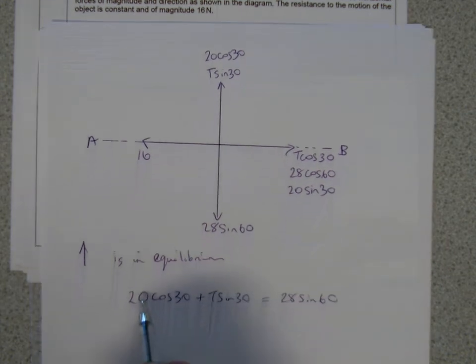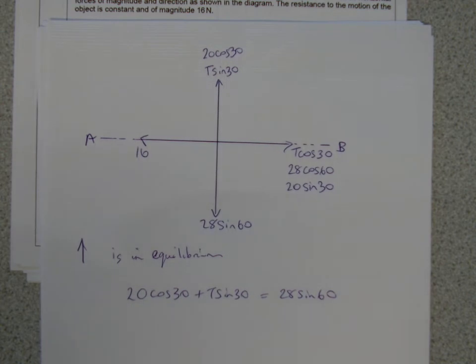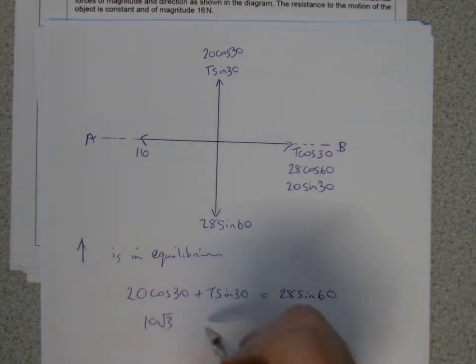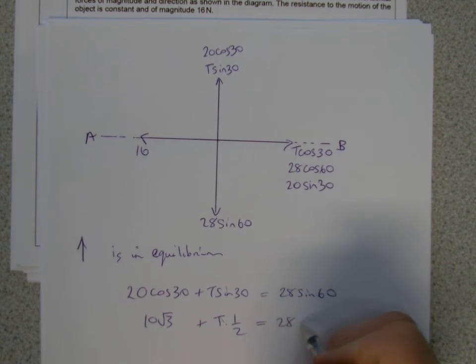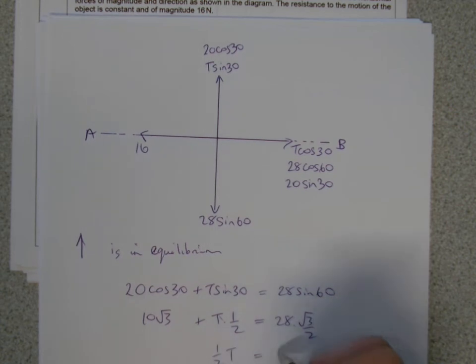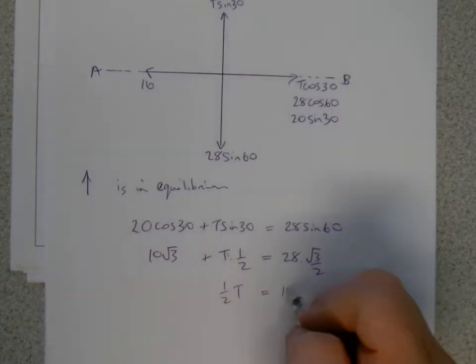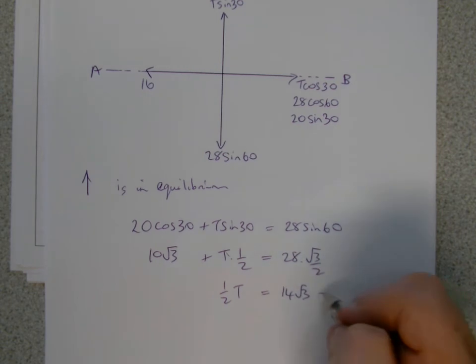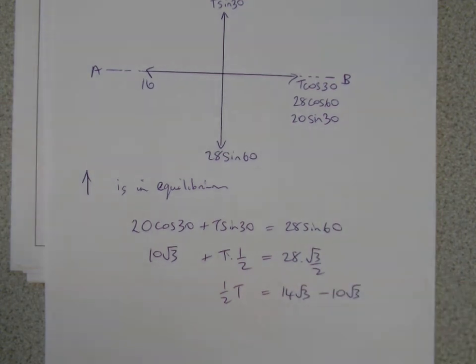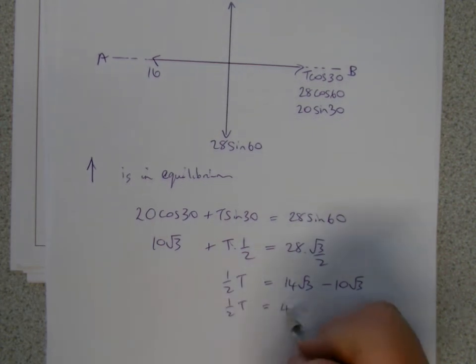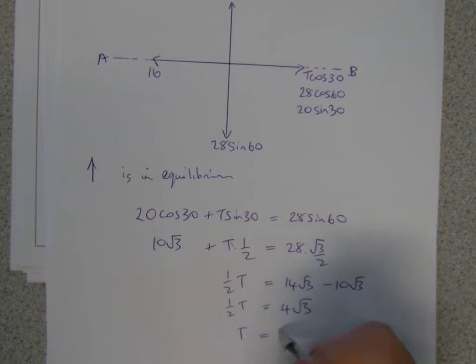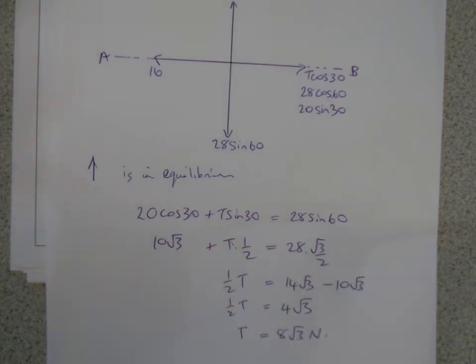Now, if I work this out on my calculator, 20 cos 30 will equal 10 root 3. T sine 30, well, sine 30 is a half, and sine 60 is root 3 upon 2. So I'll have half T equals 28 over 2, which is 14 root 3. Take the 10 root 3 over, so half T will equal 4 root 3, and then take the 2 up, so I have 8 root 3 newtons, exactly as required.